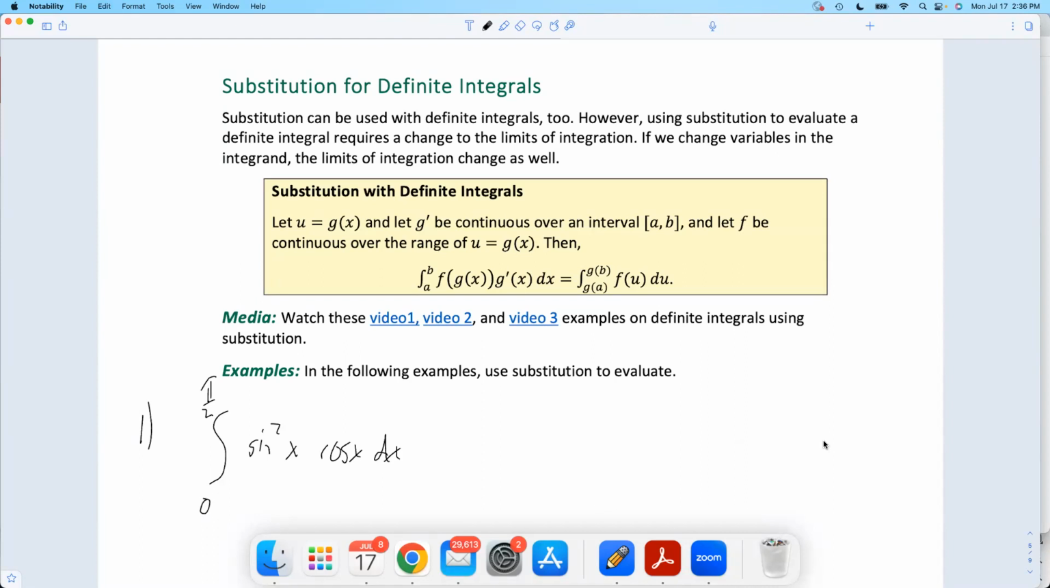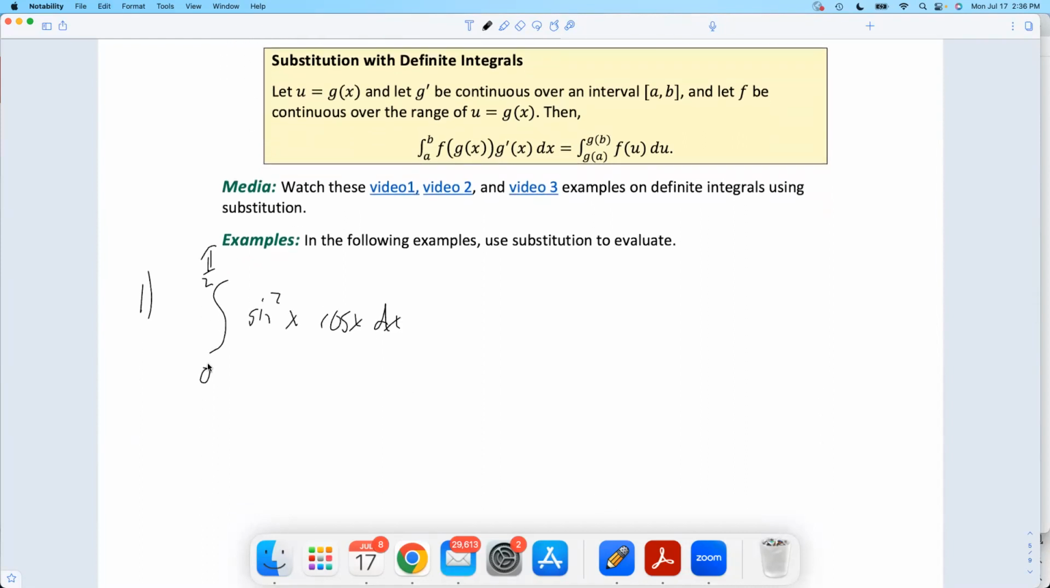Okay, let's take a look at this problem. I want to do this definite integral, sine squared x cosine x dx from 0 to pi over 2. So let's do a u sub. Think about it for a second here. What's the derivative of sine? The derivative of sine is cosine. So if I let u equal sine of x, then this will be u squared. And I've got du sitting right here in front of me. du will be cosine of x dx.